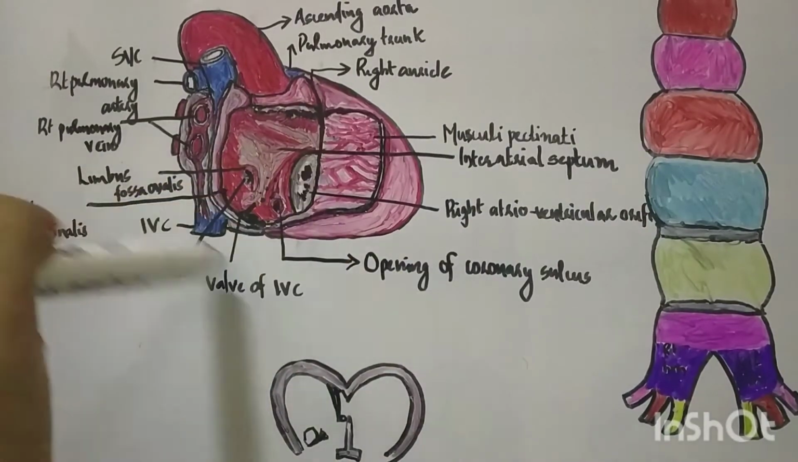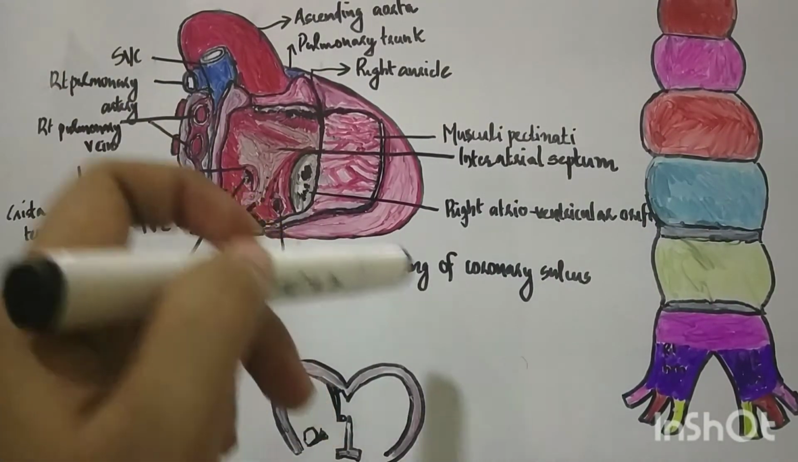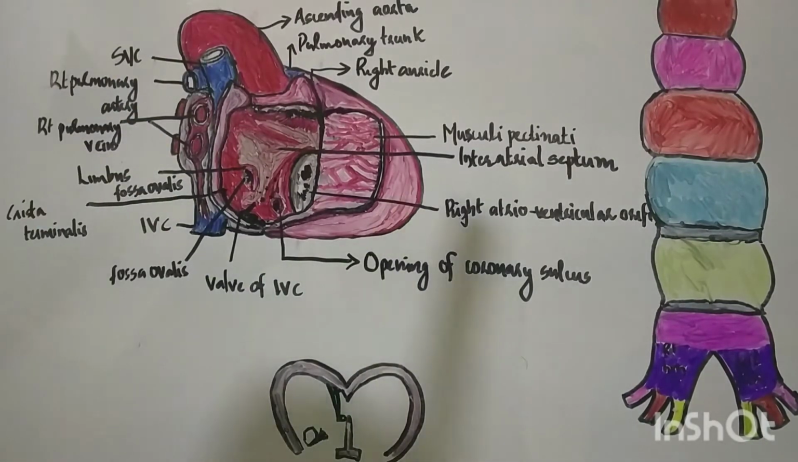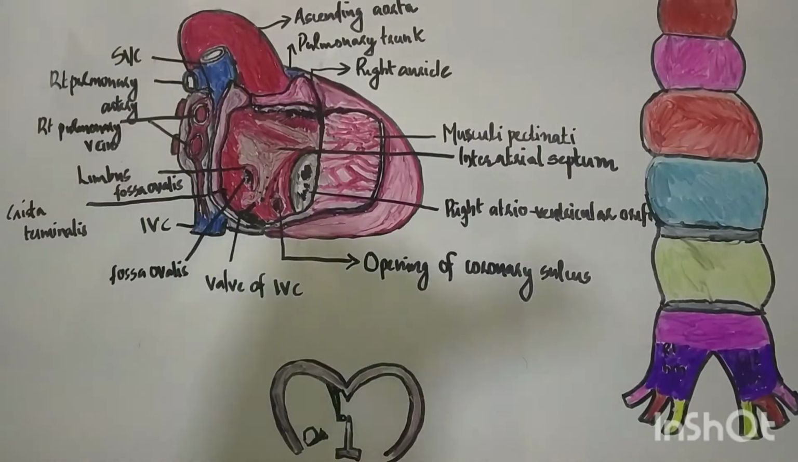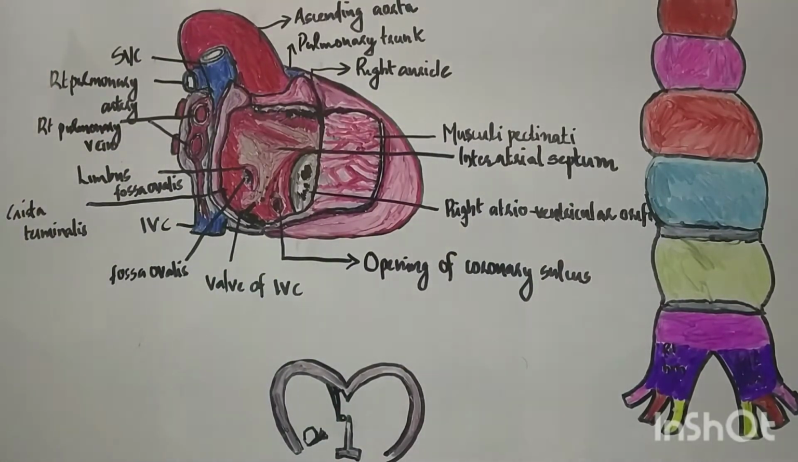So, today we will discuss the right atrium. In the previous class, we already discussed the external features of the heart, that is the surfaces, borders and also the sulci. Now we will discuss each of these chambers, that is the right atrium, right ventricle, left atrium and also left ventricle. So, the first topic is the right atrium.